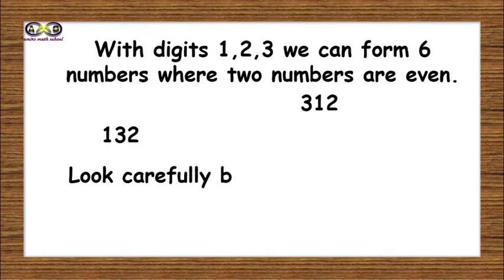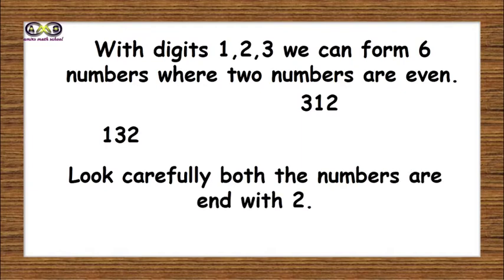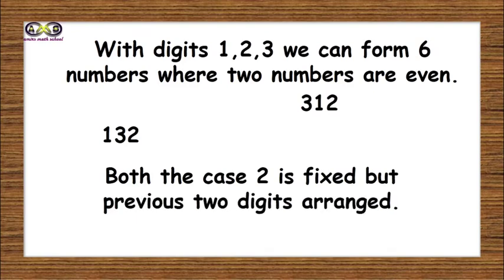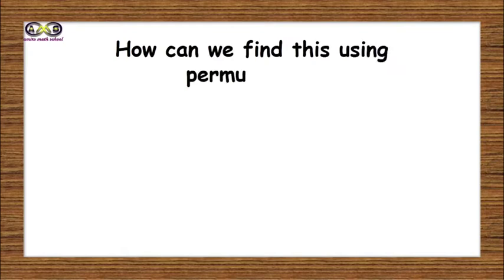Look carefully. Both the numbers end with the digit 2. In both cases 2 is fixed but the previous two digits are arranged. How can we find this value using the permutation formula?